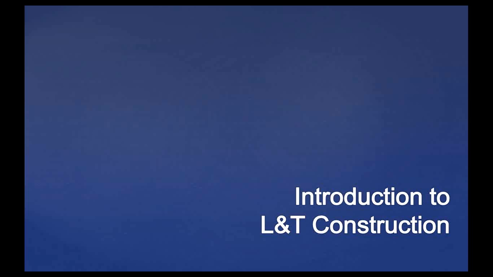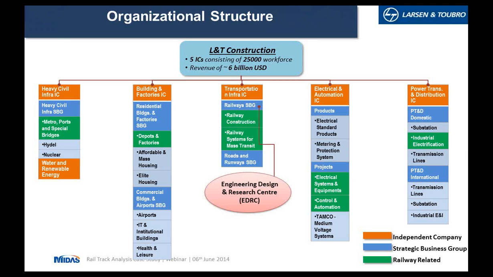So here we briefly introduce our company, L&T Constructions. As you all must be aware that L&T Construction belongs to the Larsen & Toubro Group, which is more than 70-year-old company operating in various diversified business segments such as technology, engineering, construction, manufacturing. L&T Construction operates in 5 business verticals, namely heavy civil, building and factories, transportation infrastructure, electrical and automation, and power transmission and distribution. Mr. Nitin Mittal and I belong to the domain of transportation infrastructure.